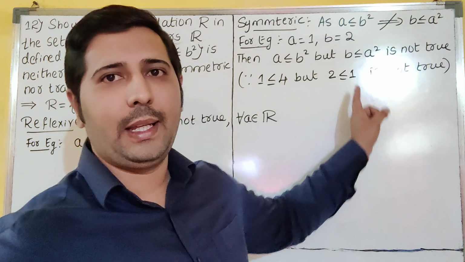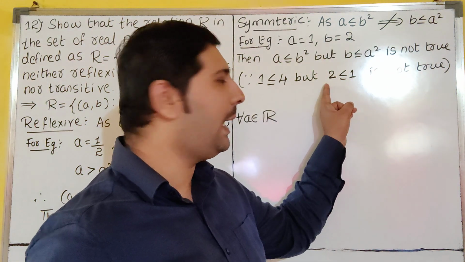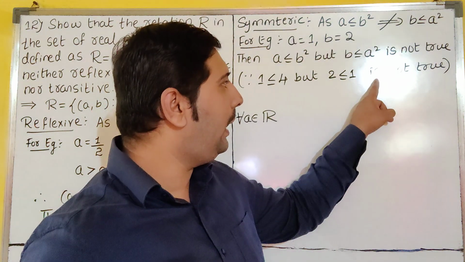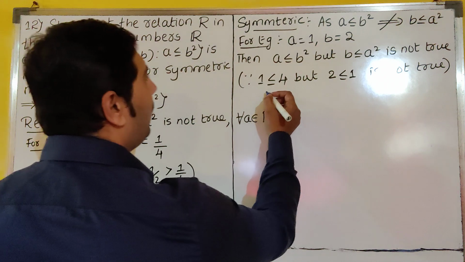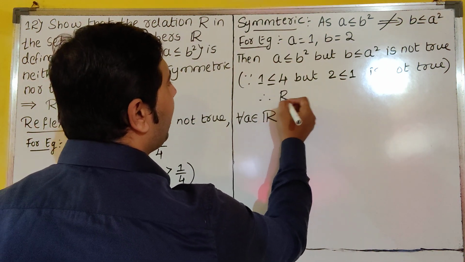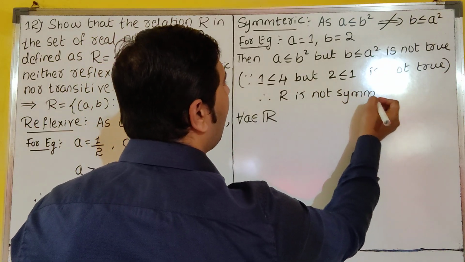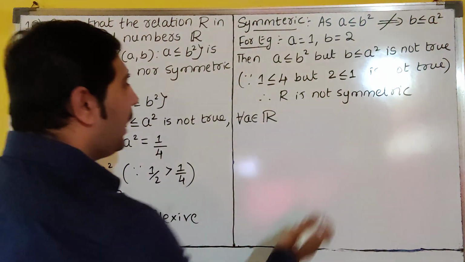Therefore, here the board light is reflecting, dear students. Here what I have written, I will again repeat: 2 is less than or equal to 1 is not true. So then we can say what? Therefore, R is not symmetric. Now transitive.